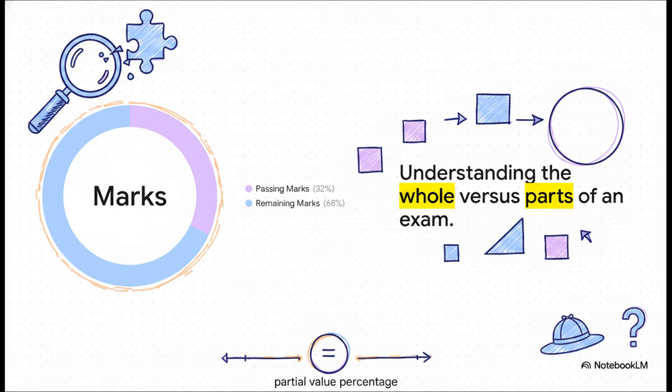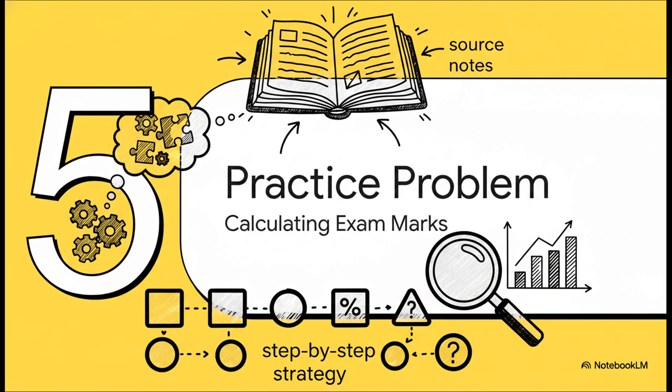For instance, you might know that the passing marks for a test make up exactly 32% of the whole exam. If you know that piece of the pie, and you can figure out what raw number that 32% represents, you can use basic algebra to deduce the size of the entire 100% pie. Section 5, practice problem, exam marks.